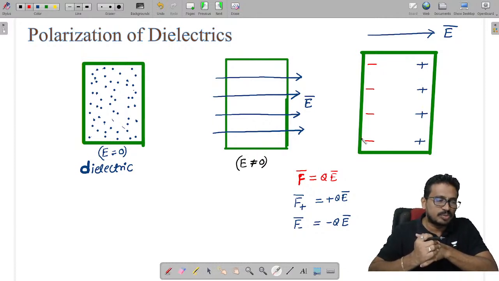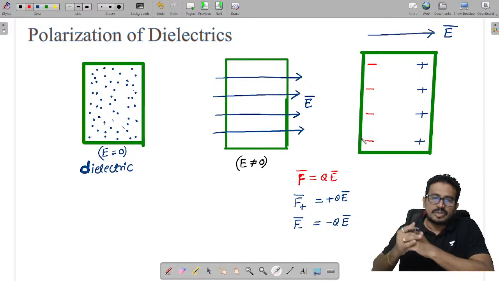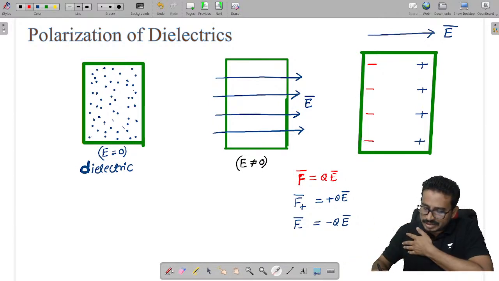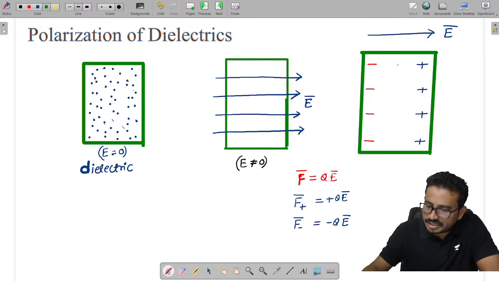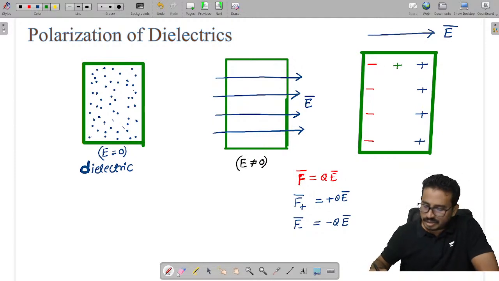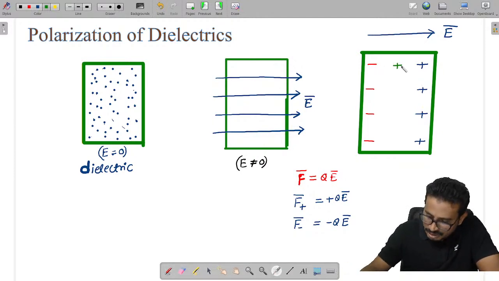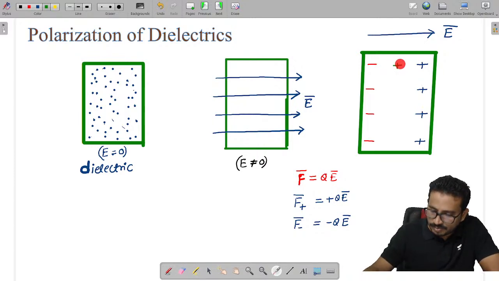Inside we have so many other charges. Now let us consider there is some positive charge here. Let us analyze one by one. This positive charge will experience a force from this electric field.